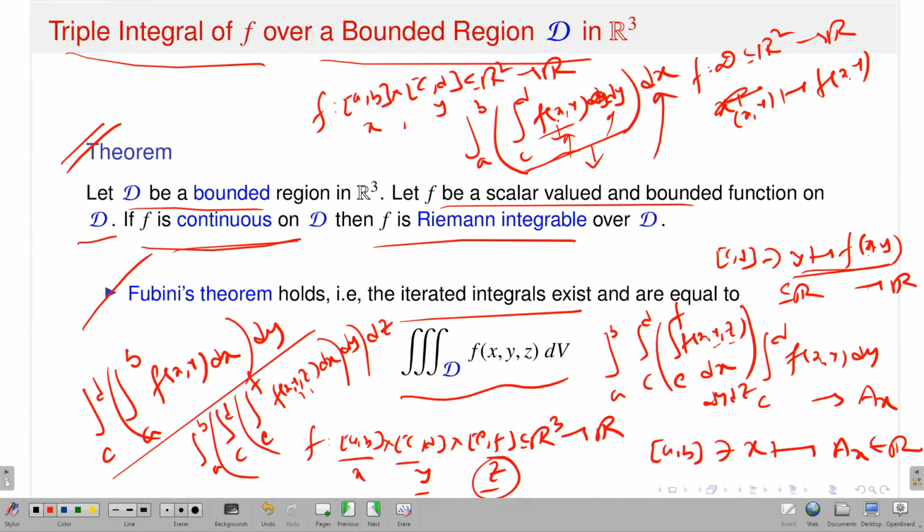So, you can have many ways. Since I have a function of 3 variables x, y, z, you keep either one variable or two variables fixed, think of it as a function of a single variable, perform the integration, then it will give you something, then again keep some variable fixed, think of it as a function of one variable, and perform the integral with respect to that variable. That is the way you will have all the iterated integrals. But Fubini's theorem says that if my function is continuous, then my function is triple integrable and all the iterated integrals exist.